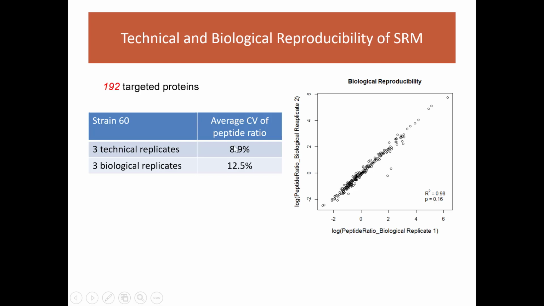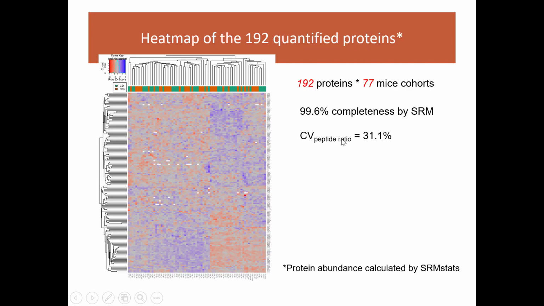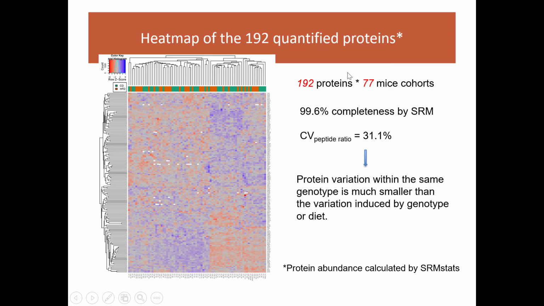So we see that the technical and biological CV within the same strain is very tight. These are high quality data, and when we then look at the whole data set and ask the CV of peptide ratios across the mice, we see a substantially larger CV. So we conclude that the difference between the repeat analysis and what we see in the overall data set is actually biological signal, not just experimental noise. That's what we assume from that. So this is the data matrix, not very large data. It's 192 proteins measured over close to 80 mice.